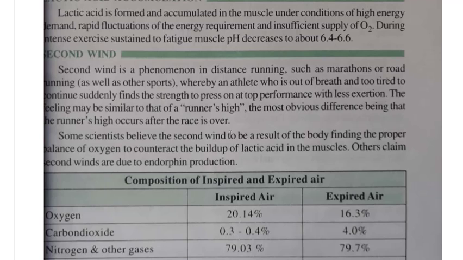The reason for the second wind is to find the proper balance of oxygen to counteract the buildup of lactic acid in the muscles. So why did this second wind happen? Because now the body has balanced the oxygen to counteract the lactic acid in muscles. Lactic acid is produced in muscles; when it gets oxygen, the lactic acid is released, and again the athlete feels energetic. Others claim the second wind is due to endorphin production. So some scientists believe that because of running there is endorphin production, and because of that they feel energetic.